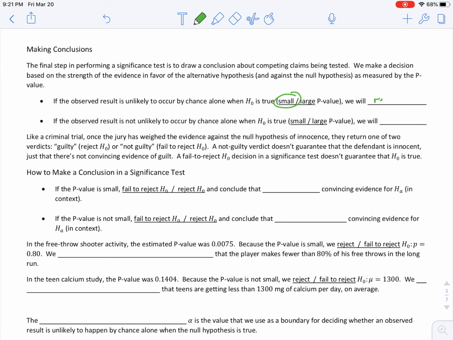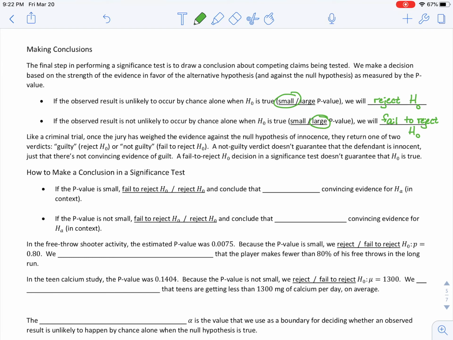However, if the observed result is not unlikely to occur by chance, meaning you get some large probability value, then we don't accept it. You will never say that you accept. You are just going to fail to reject the null hypothesis. You're basically saying, I don't have convincing evidence to be able to reject that null hypothesis.